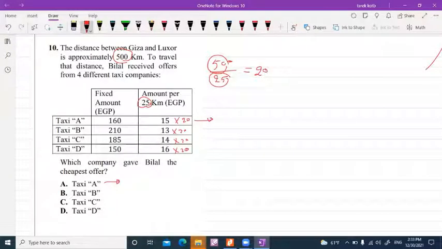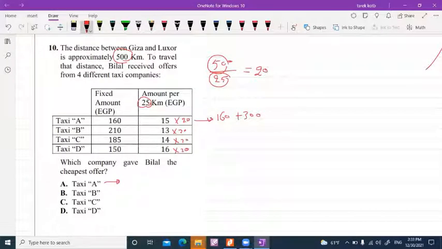So this one will be 160 plus 15 times 20. 2 times 15 equals 30, 30 plus 0, so it will be 300. And this one will be 210 plus... let me add this first, 160 plus 300 will be 460.